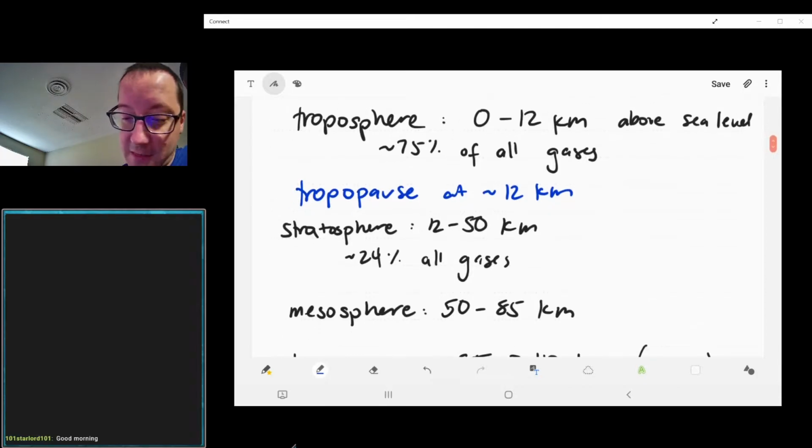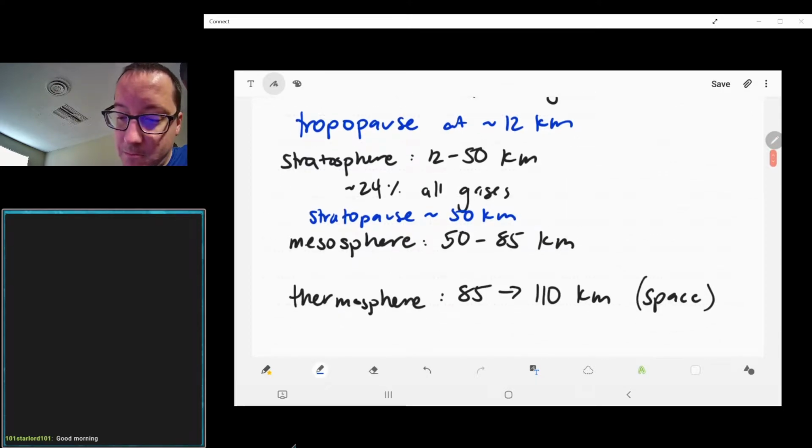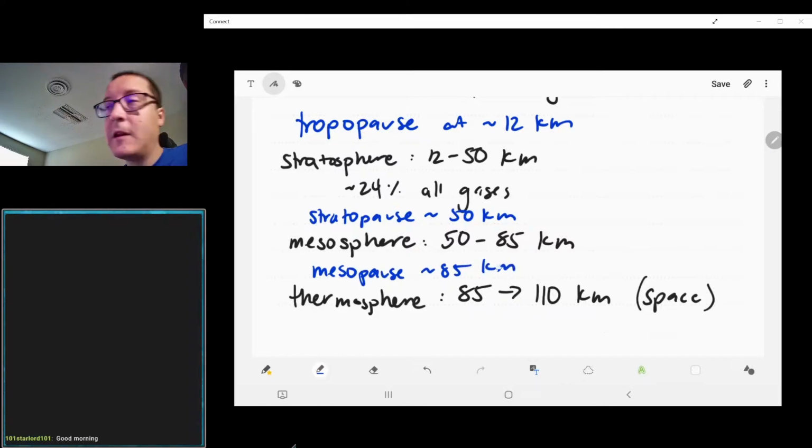And there's going to be another one, the stratopause, in between the stratosphere and mesosphere. And that's at about 50 kilometers of elevation. And then we have the mesopause at roughly 85 kilometers. Again, not necessarily important to memorize those.